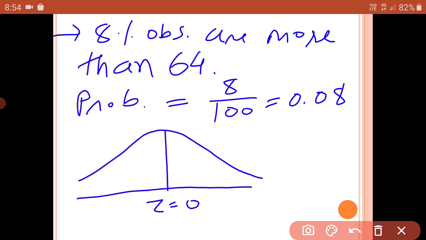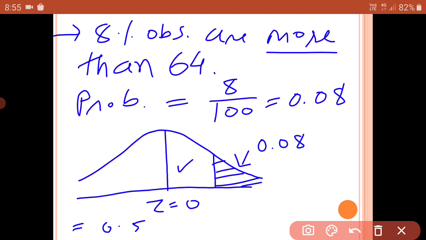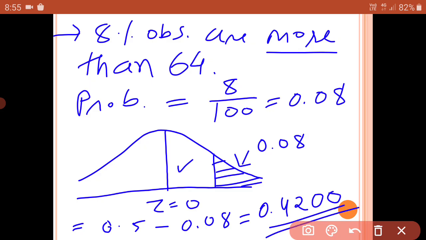More than means right hand side. So this area is 0.08, but we need to find this area, so we write 0.5 minus 0.08 is equal to 0.4200. For this we have to look at the table in reverse. We have to check 0.4200 in the reverse table. Next step, everyone write down this step.